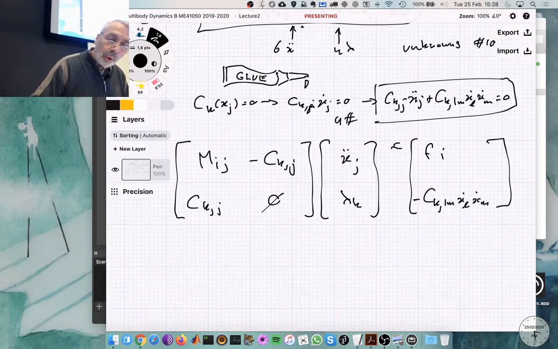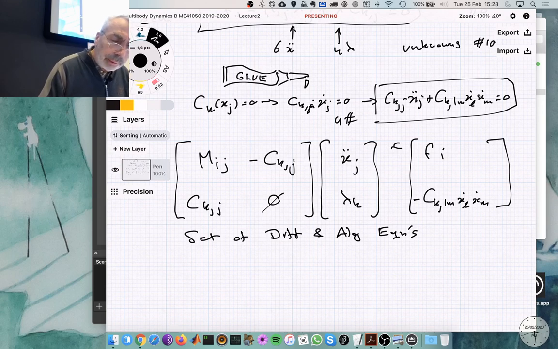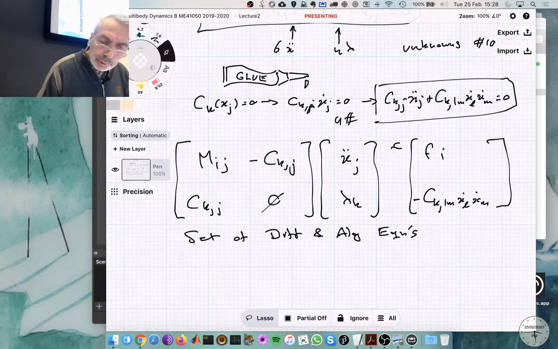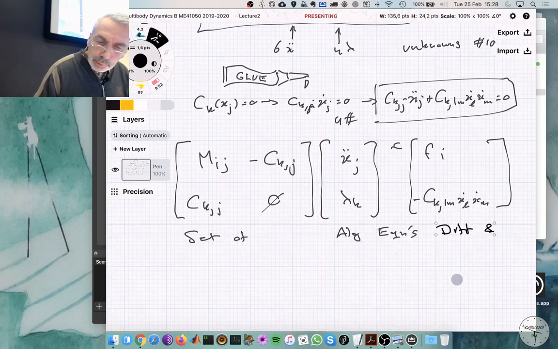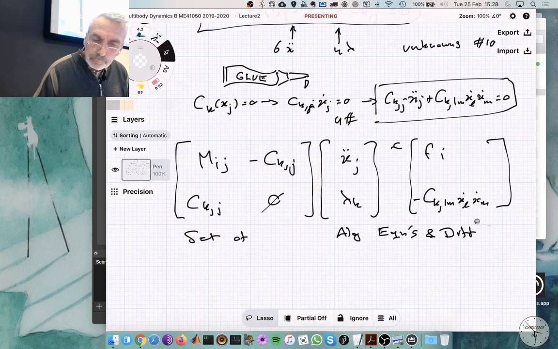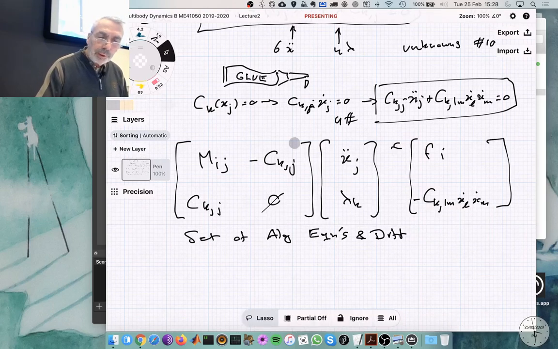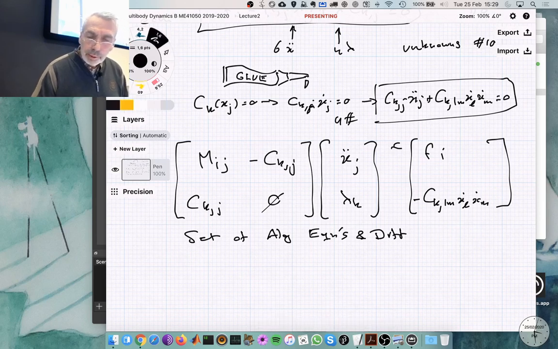And this is what we call our set of differential and algebraic equations. Our algebraic equation is this, our differential equations are that, and we call it our DAEs.